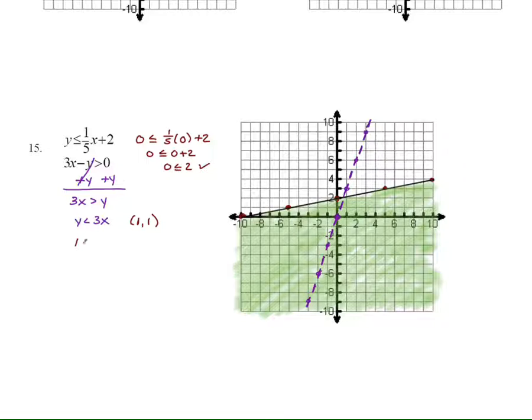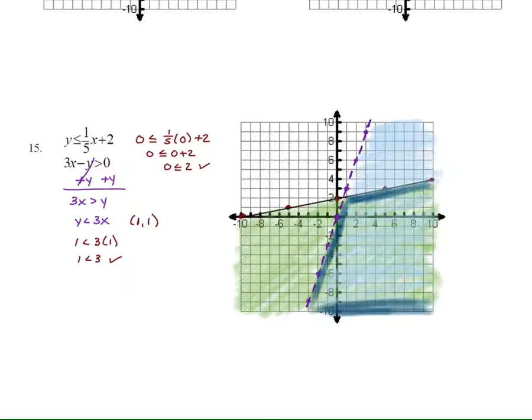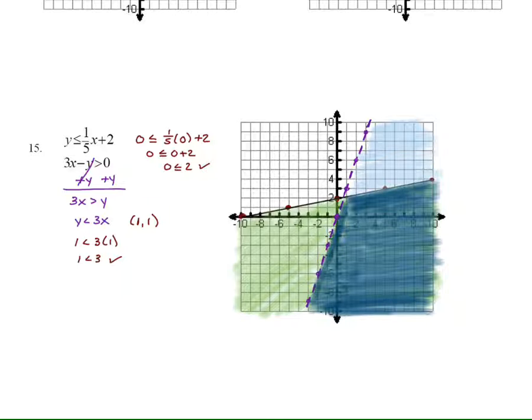So I plug in 1, 1 there. I would get 1 less than 3 times 1. Is 1 less than 3? Yes, it is. So I shade the side of the line that includes the point 1, 1, which is the right side. And then I'm just going to darken up where the two shaded regions overlap. So this would be the solution to the system of linear inequalities. Graph each one separately and shade it and see where the two shaded regions overlap.